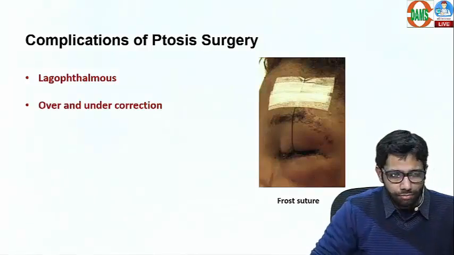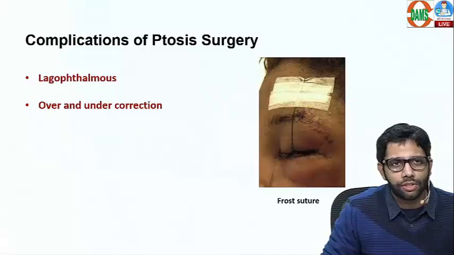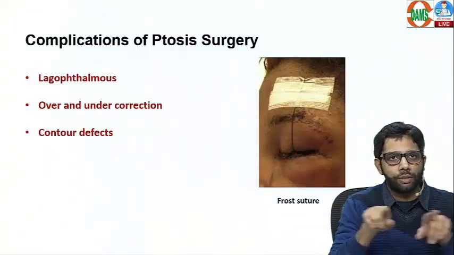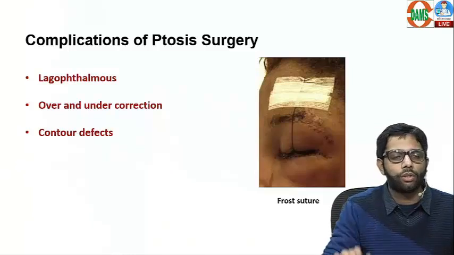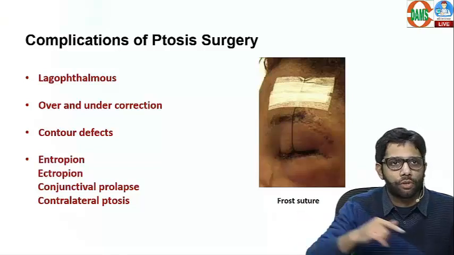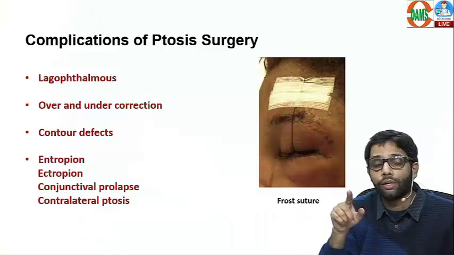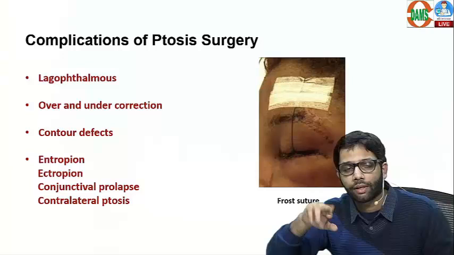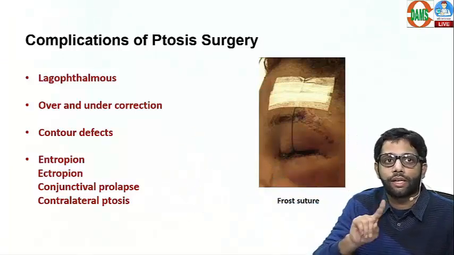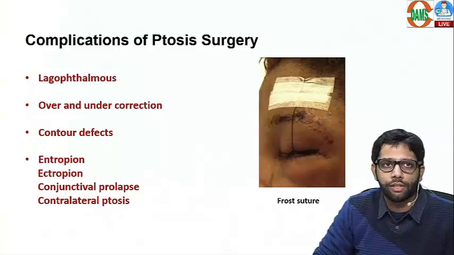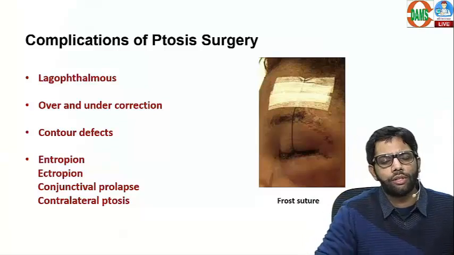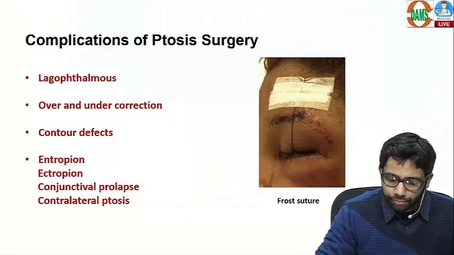There can be overcorrection or undercorrection, that can be there in any surgery. There can be contour defects. You are doing some incision on the eyelid. There can be upper and lower contour defects which can lead to ectropion and entropion, and can lead to prolapse of the conjunctiva. And as I told you, if there is a ptosis surgery in one eye, the other eye can have a contralateral ptosis also if the increased innervation test was positive initially. So some complications of ptosis surgery you can mention in your theory exam.